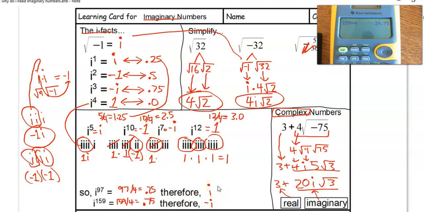All right. So I know that was an interesting little way to deal with that, but the main thing is your i facts.